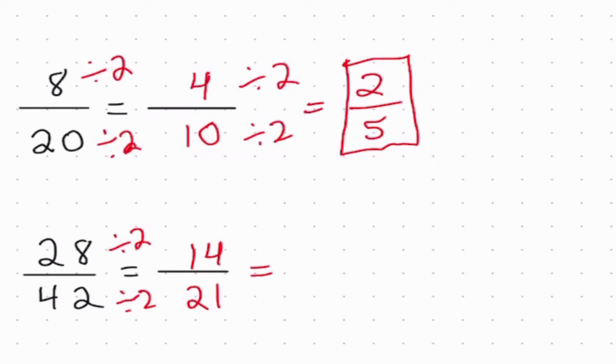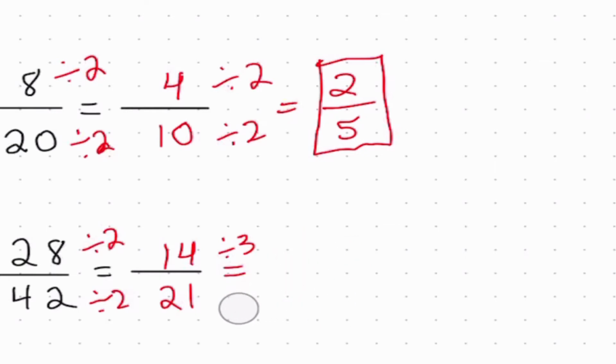We divide these by 2. That would give us 7 over 10.5. So that would not work. So let's try something else. Let's try 3. If we divide both these by 3, we would get 4.7 over 7. So that would also not work. So we can't use that.